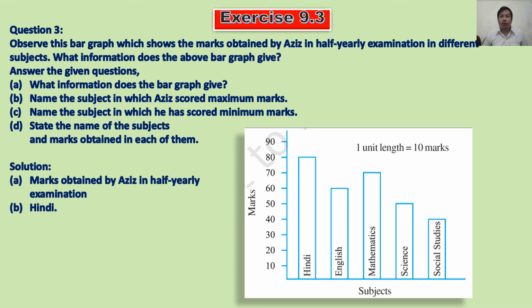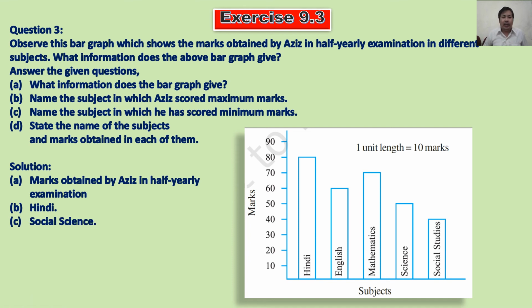And C is asking you to name the subject in which he has scored minimum marks, the least marks. So which has the shortest height? That is social science, isn't it? The bar of social science has the shortest height, so it indicates the least mark is in social science. So the answer is social science.